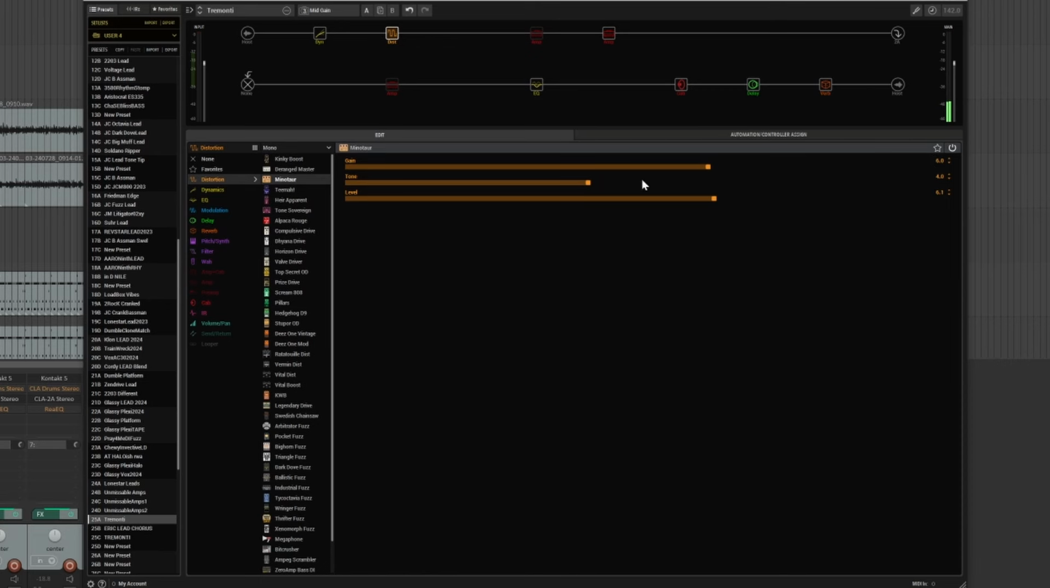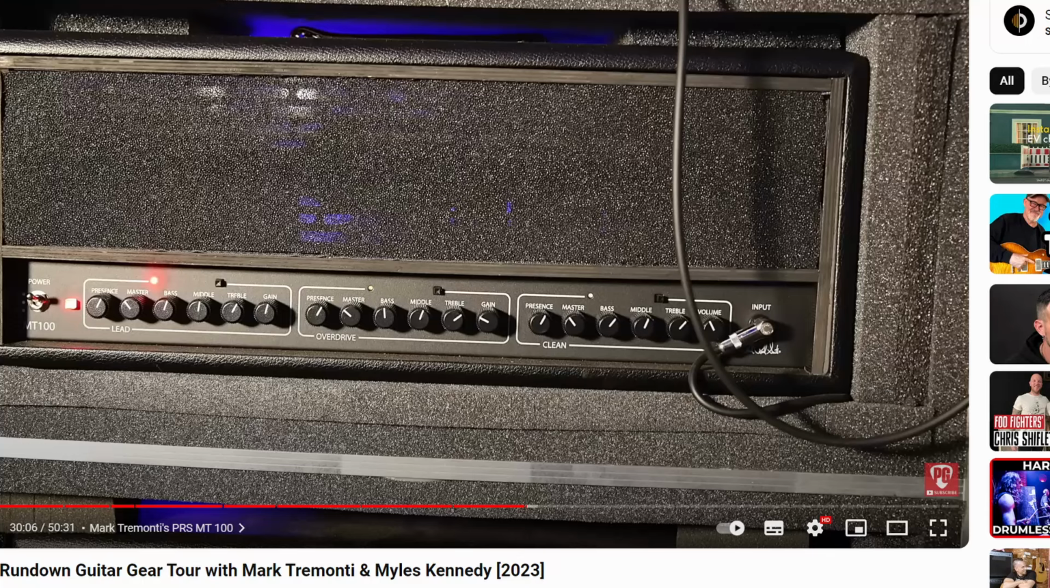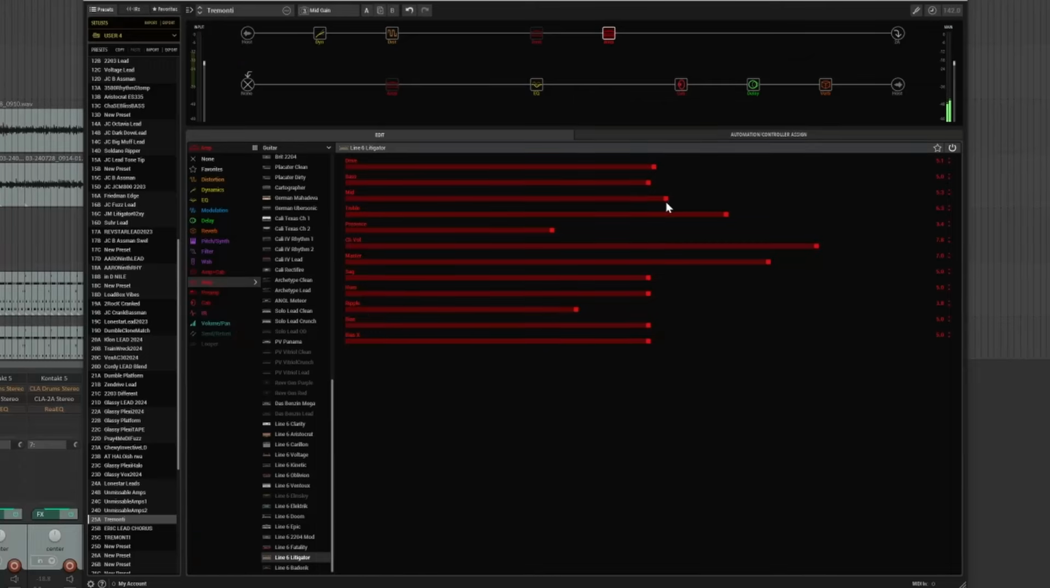So gain at 6, tone at 4, level at 6.1. And then it goes into the Line 6 Litigator. So this is sort of getting towards the territory of his second channel on the MT100, which is more Dumble inspired, hence using the Litigator. Drive at 5, bass at 5, mids at 5.3, treble at 6.3, presence at 3.4, channel volume at 7.8, and the master at 7.